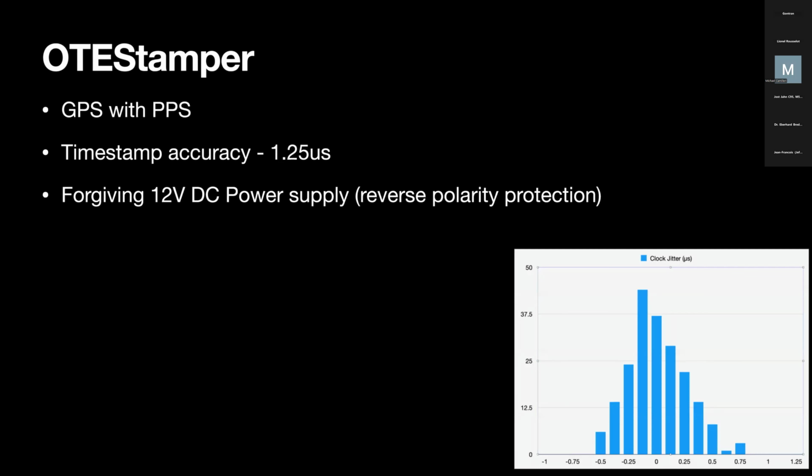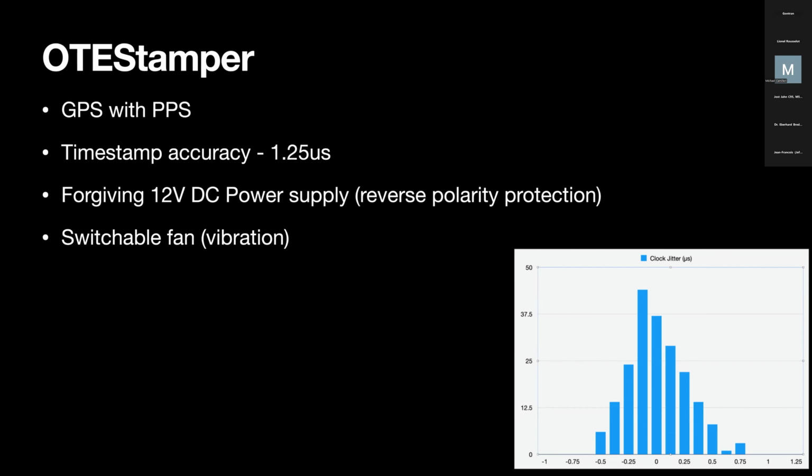There's a forgiving 12-volt DC power supply in there. So you can short something inside the case, you can put the power in the wrong way around, you can even over-voltage it to about 18 volts and it will survive. Obviously, there are limits. If you connect up to mains power, you might not have a good experience. But it's well designed, and there's a fuse within the OTE Stamper board as well.